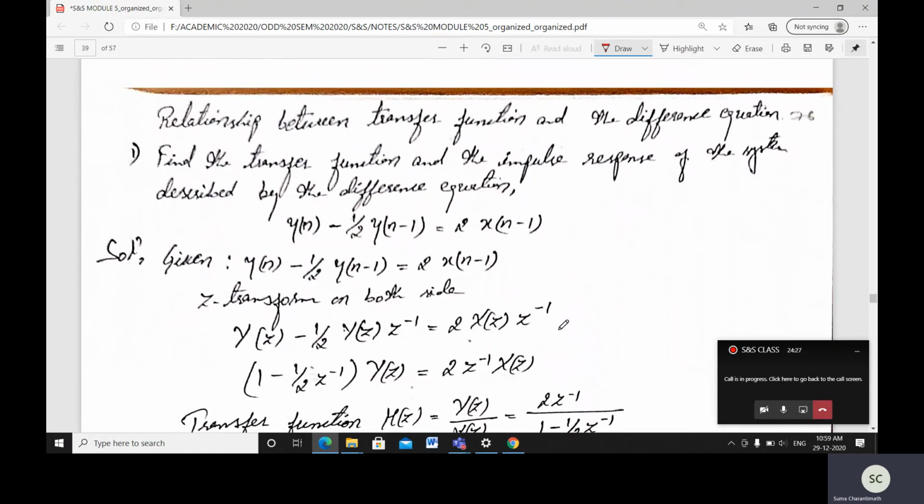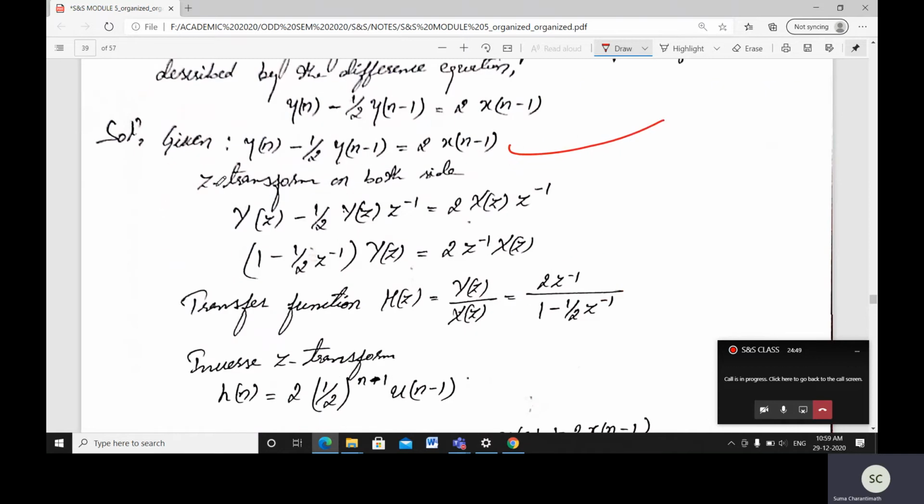Now we will go for a small problem based on the relationship between the transfer function and the difference equation. Find the transfer function and the impulse response of the system described by the difference equation y of n minus 1 by 2 y of n minus 1 is equal to 2 into x of n minus 1. This is the given equation. Next, taking the z transform on both sides, I get Y of z minus 1 by 2 Y of z into z inverse is equal to 2 into X of z into z raised to minus 1.